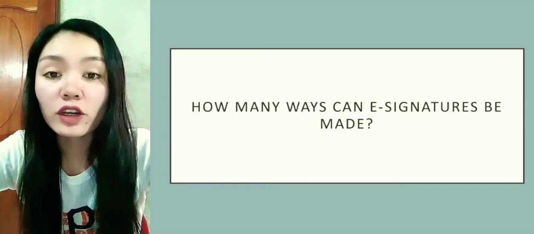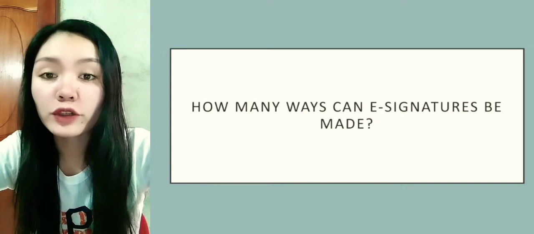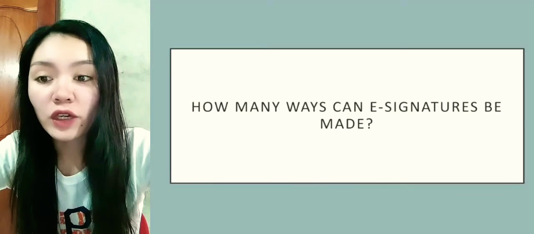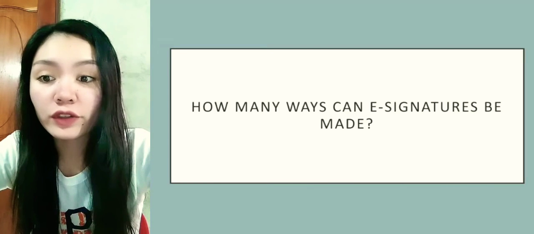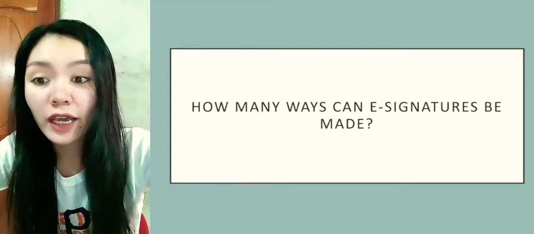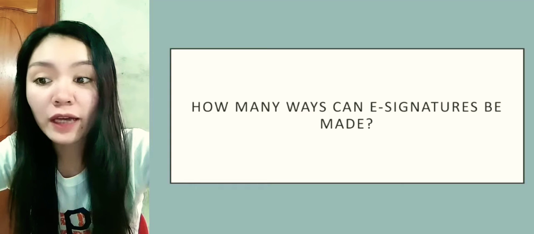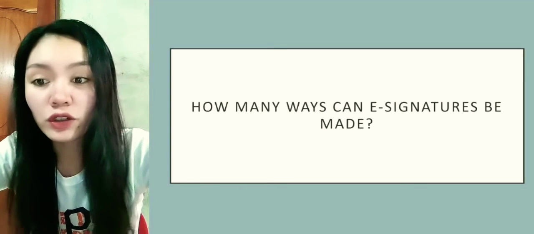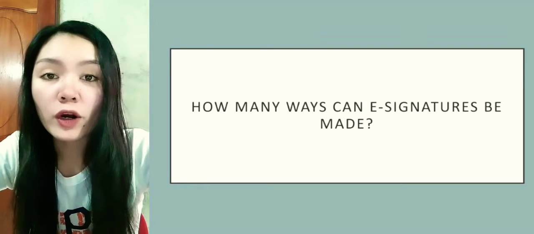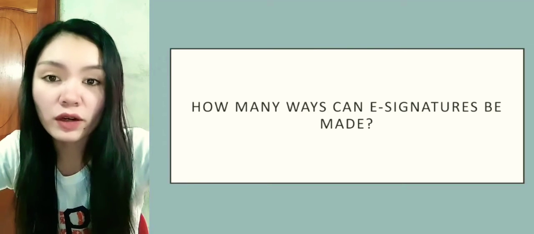So here in Adobe Sign, there are 4 options for generating an electronic signature. You can sign with your finger or stylus on a touch screen device, or you can type your name. You can upload an image file of your own handwritten signature, or you can draw your signature with a cursor, or you can simply write your name.